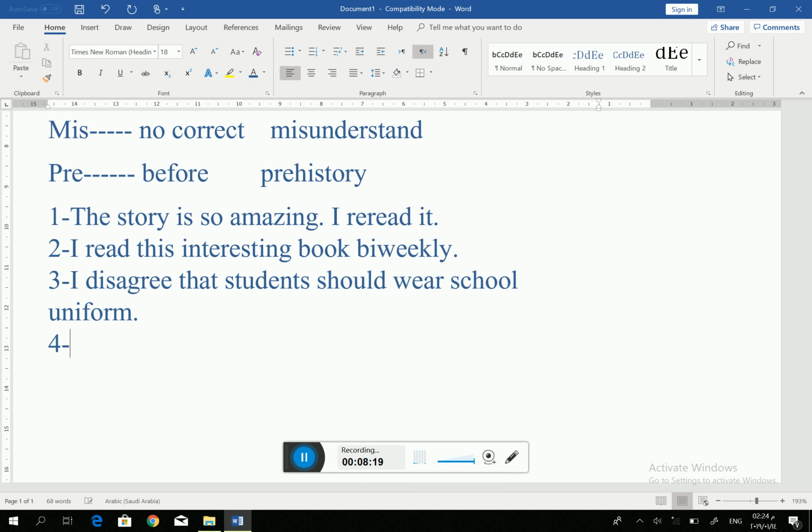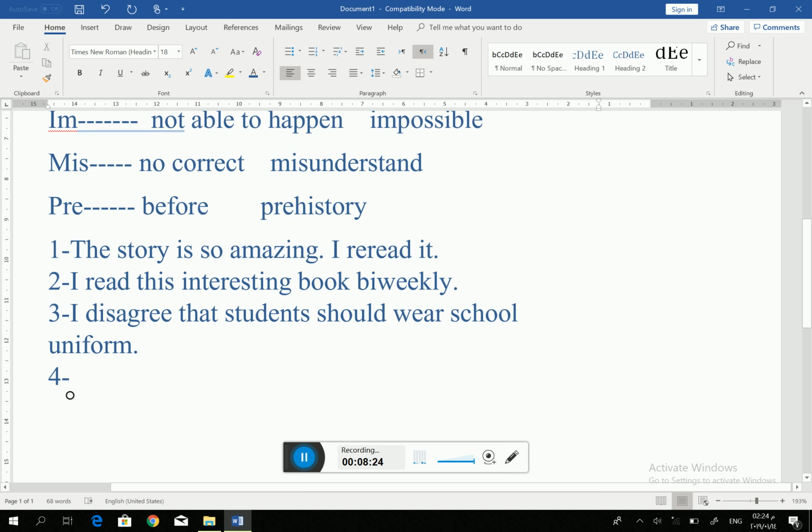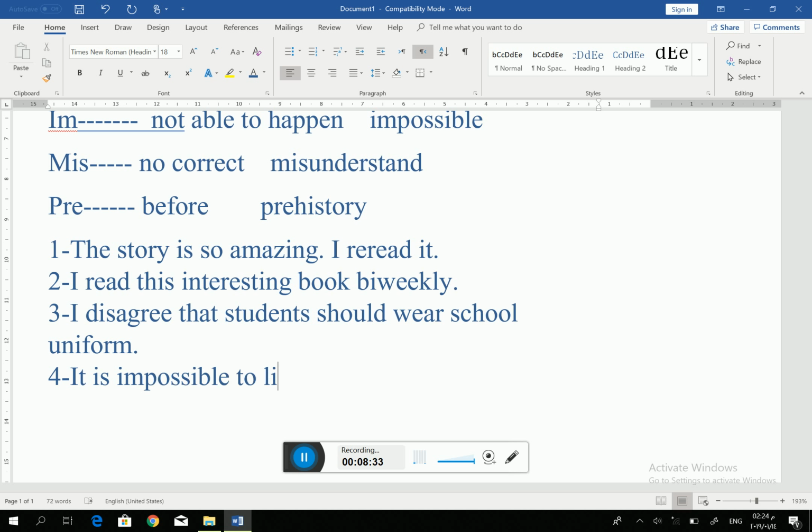Number four, when you say it is impossible to live on, for example, it's impossible to live on Venus. It's impossible. It is not likely to happen.